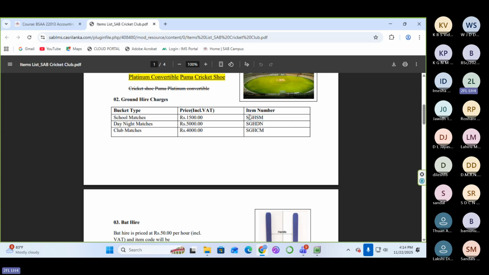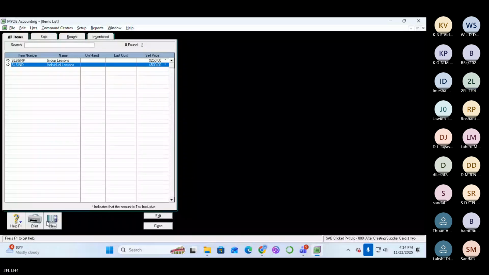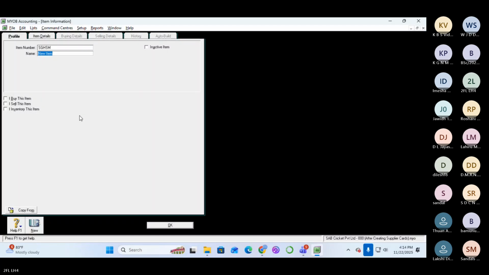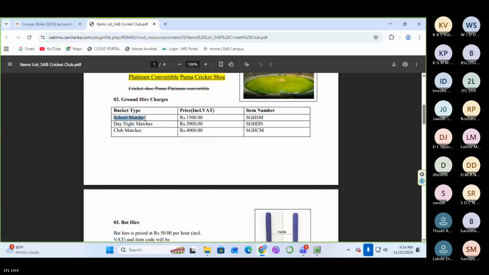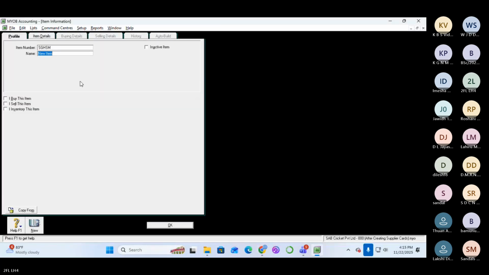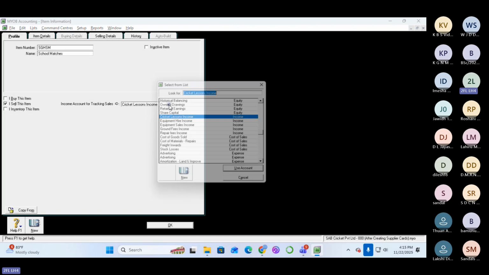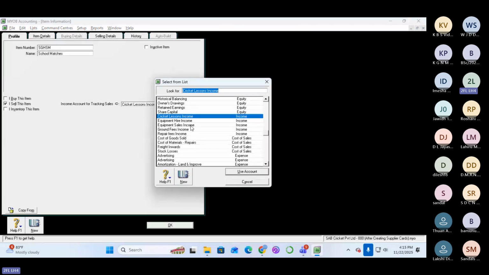First letter is S, that is service. GH is ground hire, and then SN is school matches. Right. So you should be able to read the item code. Now we'll quickly create those items. Matches, I see on this item only, but it's not trigger lessons income. Take the drop down arrow. So we have ground fees income. We have an income account called ground fees income.